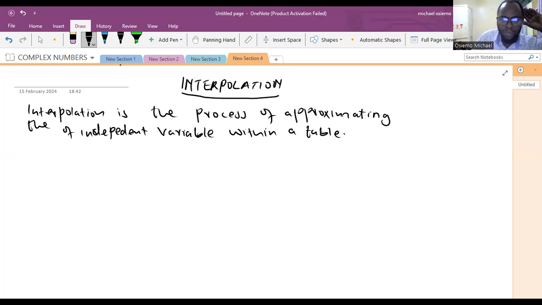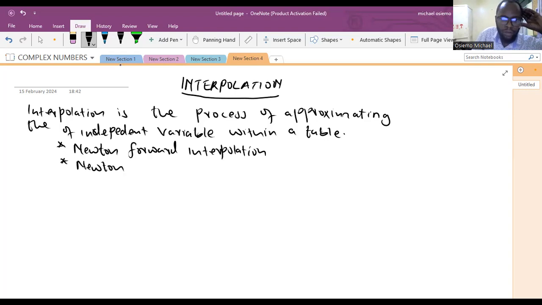Now we have two types of interpolation that we're going to look at: the Newton forward interpolation, and also Newton backward interpolation.